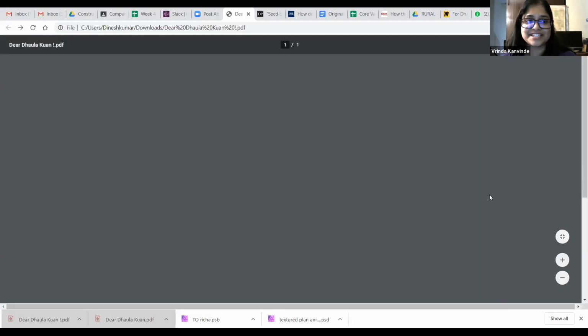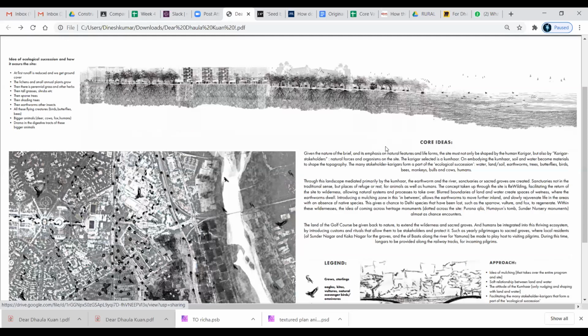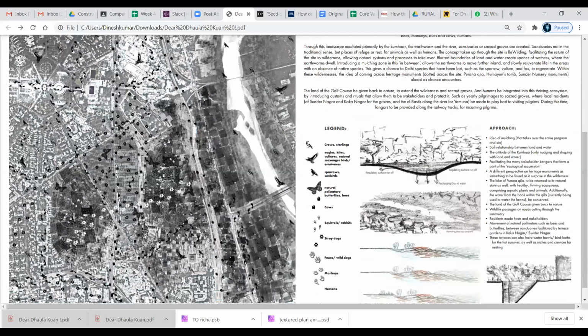Have I missed something? I don't think you missed anything, but yeah, I think the main idea of mulching was how it all started, and how we didn't want to intervene in terms of proposing anything at large, but rather just initiating the process so that it takes its own time and pace and then rejuvenates the lost species and things like that.